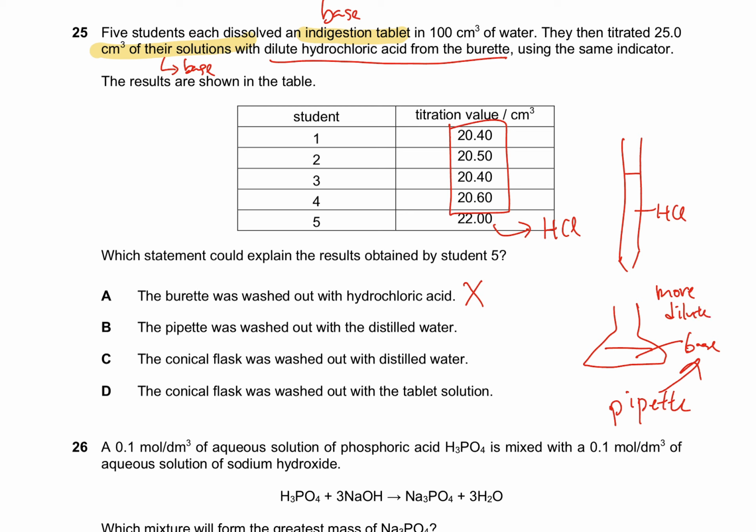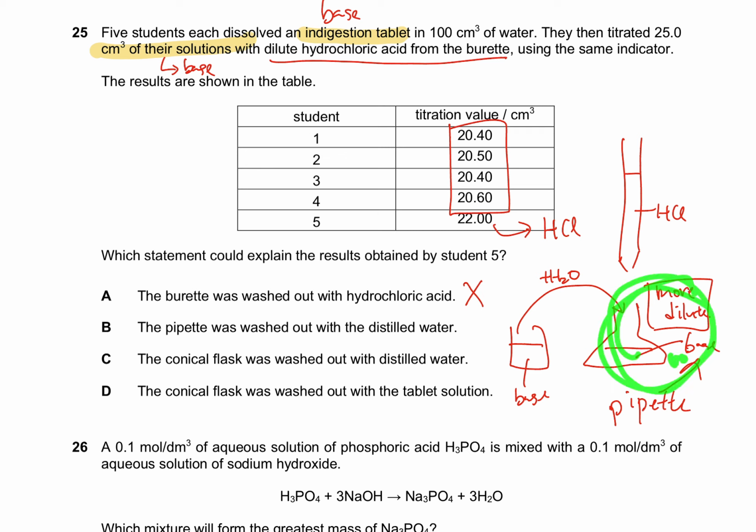So when I take out the base from the main solution, I've got the main solution here. This is my main base. And then if I take the pipette and go here, but in my pipette there is a little bit of water, this will become more diluted. So that means lower concentration. That means a lesser amount of base. So if I wash my pipette with distilled water, which is what I'm not supposed to do, I have some water, and then this one becomes more diluted. So will I need more or less HCl? I'll need less HCl because this one becomes more diluted. So this one is also wrong.